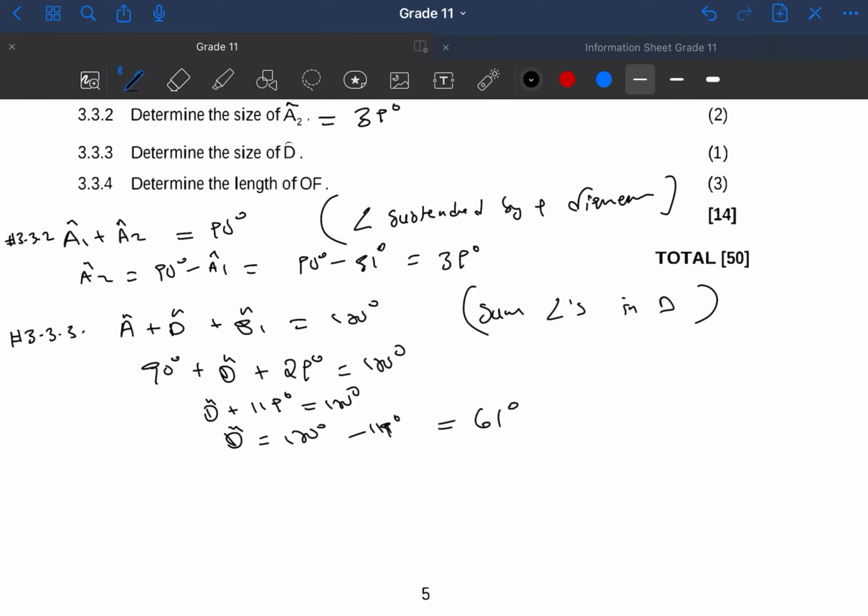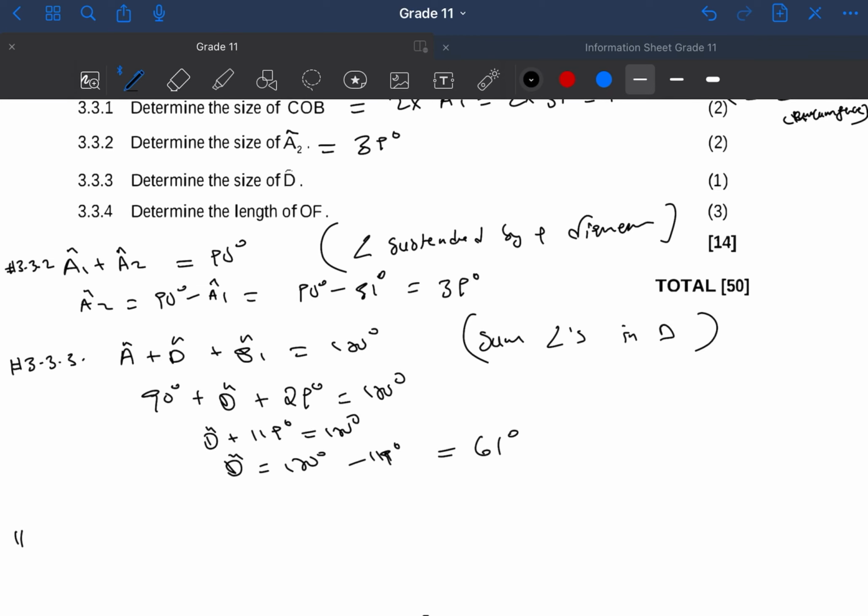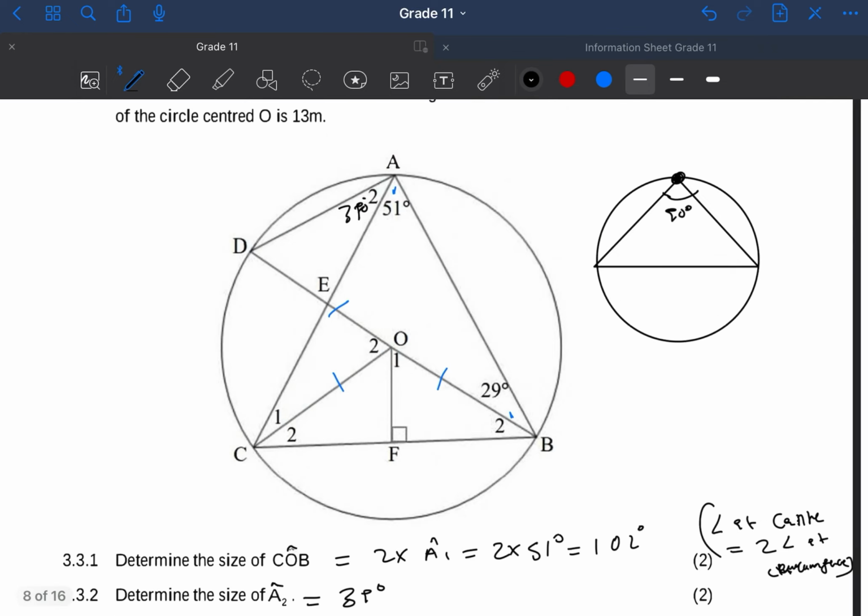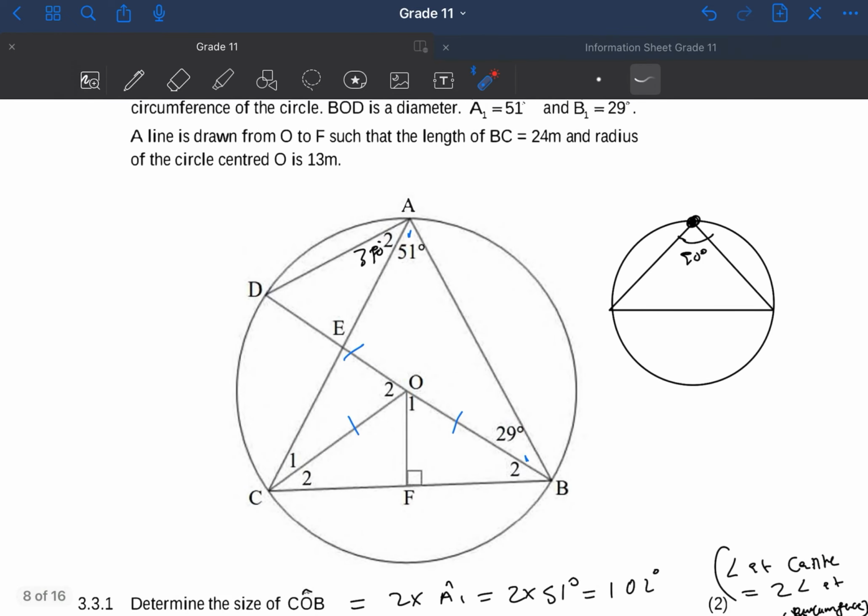Right, and almost done. 3.3.4: determine the length of OF. Determine the length of OF. So they want you to find the length of OF.